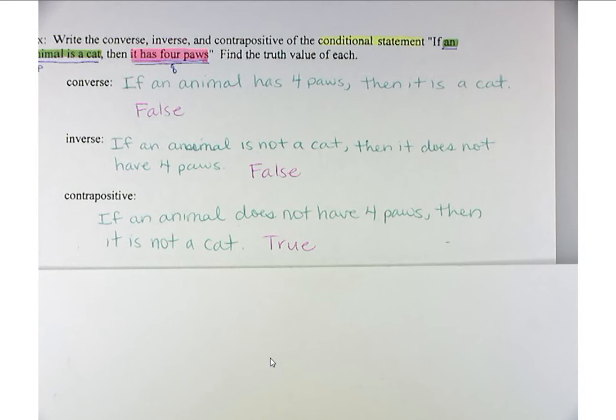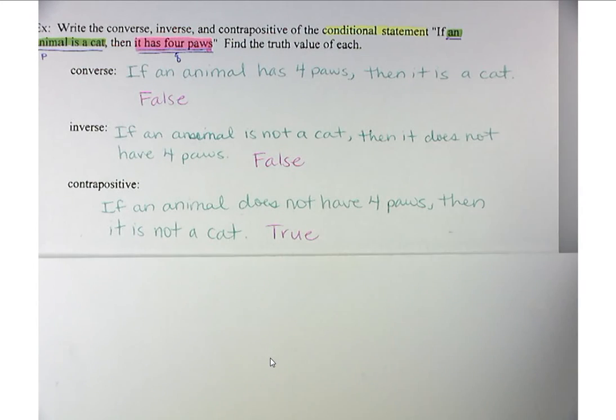For that, it's going to be true. When we're doing these types of statements, we're not taking into account, I guess you could say, special cases. Because I know you guys are asking me about amputees, right? Well, at one time, did it have four paws? Most likely.